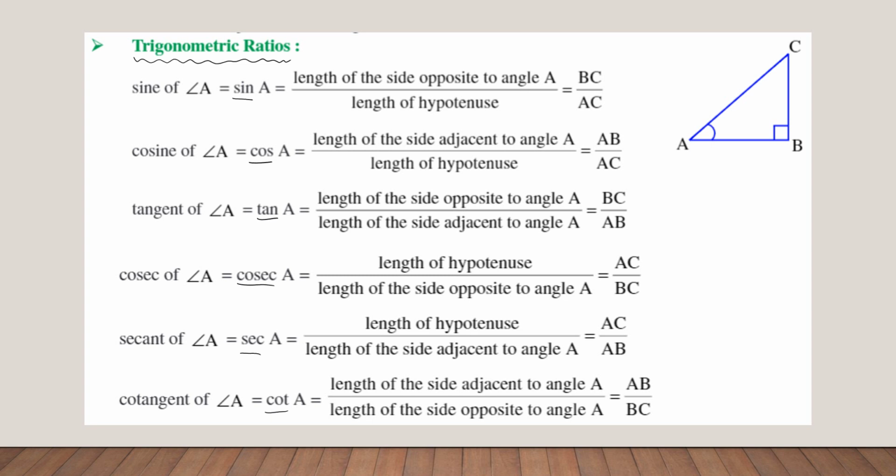Right, so sine means length of side opposite to angle A by length of hypotenuse. The same way, cosine means length of side adjacent to angle A by length of hypotenuse. The same way, tangent of angle A. Here these trigonometric ratios we can apply for a particular angle, right? Without this angle, there is no meaning for these trigonometric ratios.